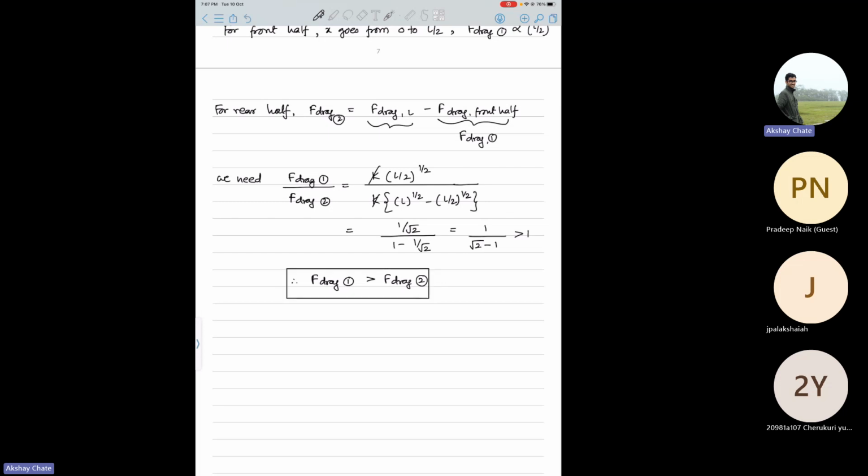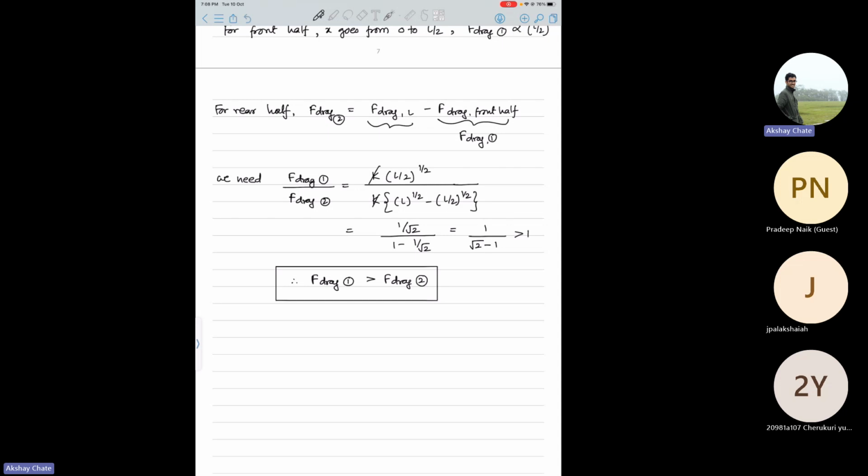I remember this question was asked in some other form in the GATE exam. So what this tells you is that if you consider any plate, the drag or the shear stress is not constant all along the plate. It changes because the boundary layer thickness also changes with x power half, and that's why your drag force also is not constant throughout. This problem proves that drag force on the first half is more than the drag force on the second half for a plate. And if you do the same calculation, you will observe the same thing for a pipe also.